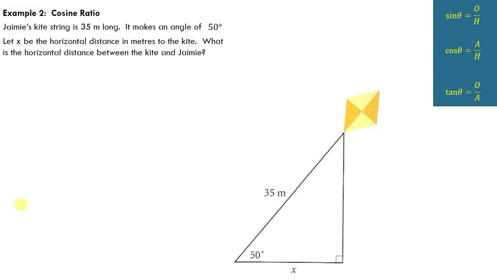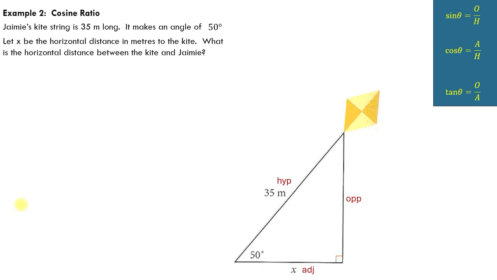Jamie's kite string is 35 meters long. It makes an angle of 50 degrees. Let x be the horizontal distance in meters to the kite. What is the horizontal distance between the kite and Jamie? Well, 50 degrees is our reference angle. So we can make our labels.